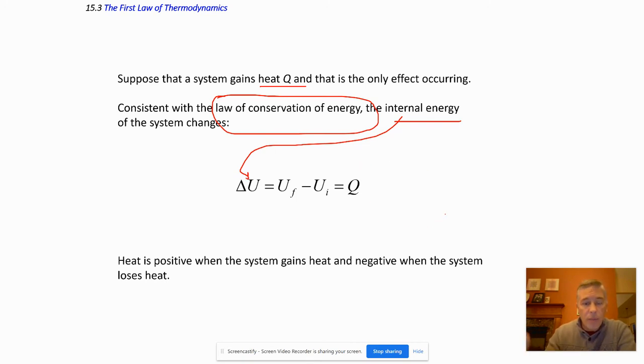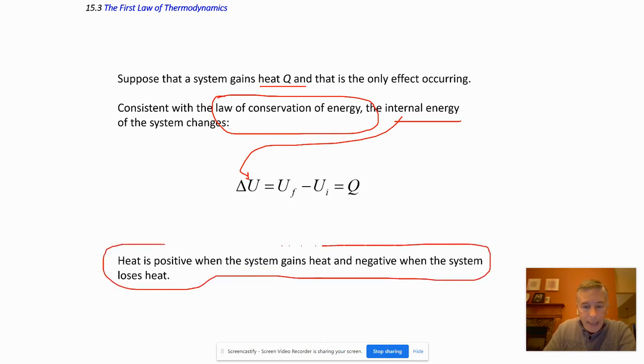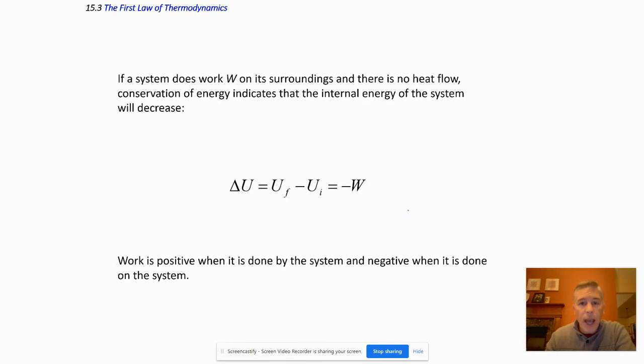Basically, one part of it is if you have a change in internal energy, it's because you have some of the energy going out as heat or coming in as heat. One of the key ideas is heat is going to be positive when the system is gaining heat, and it's going to be negative when the system loses heat. So our change in internal energy is equal to the heat is one part of our conservation of energy. The other thing that we can have is work. Work can be done on the surroundings or work can be done by the surroundings. So here we're going to assume that there is no heat flow.